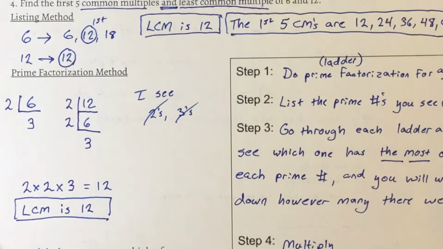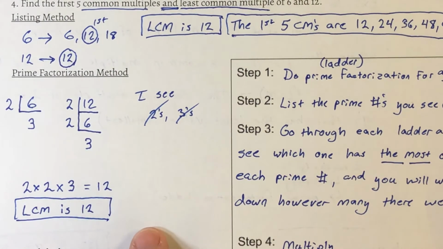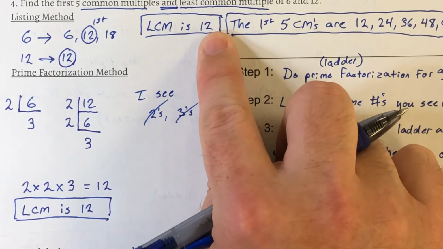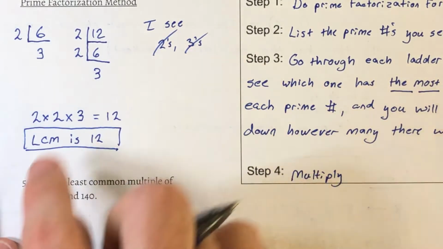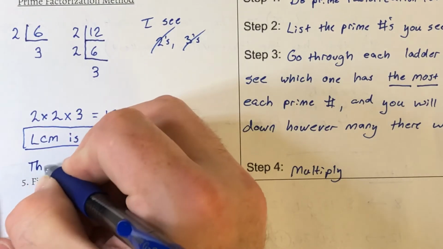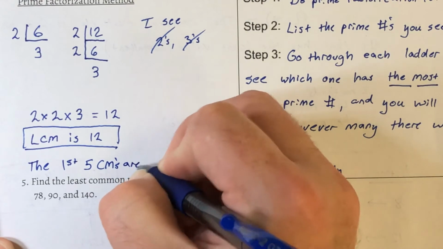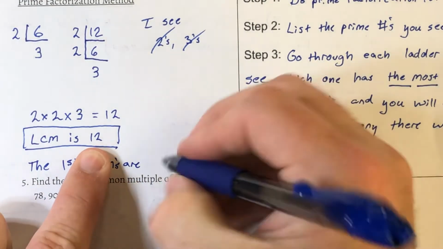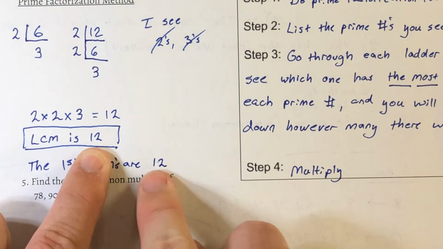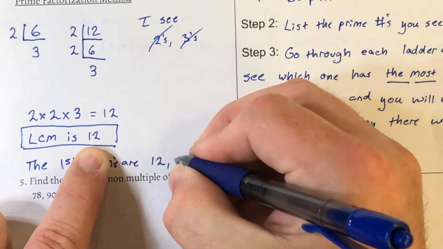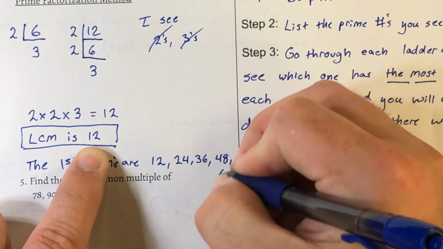Is that what I was supposed to get? Absolutely. So again, it took a little bit more, but it's fairly simple, and I still got that answer. Next, I still need to find the first 5 common multiples. The first one's 12. I'm going to use that shortcut that says once you know your first one, or the LCM, simply count by that number. So 12, 24, 36, 48, and 60.